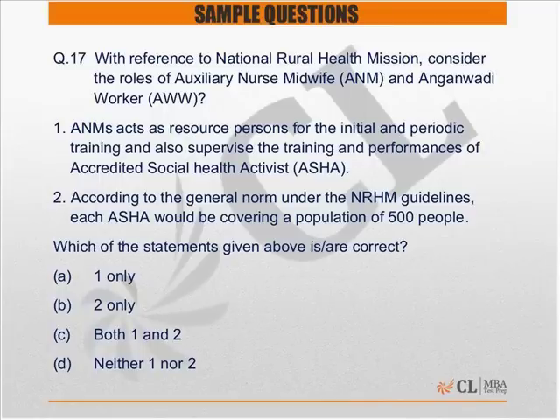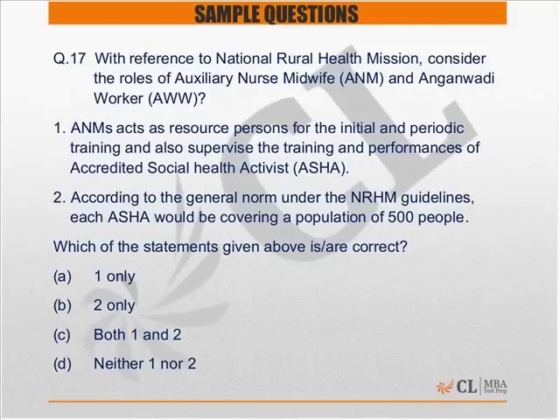With reference to the National Rural Health Mission, consider the roles of auxiliary nurse midwife and Anganwadi worker. ANMs act as resource persons for the initial and periodic training and also supervise the training and performance of accredited social health activists. According to the general norm under the NRHM guidelines, each ASHA would be covering a population of 500 people. I know the question is a little bit tough. There is factual information. This is part of your homework.